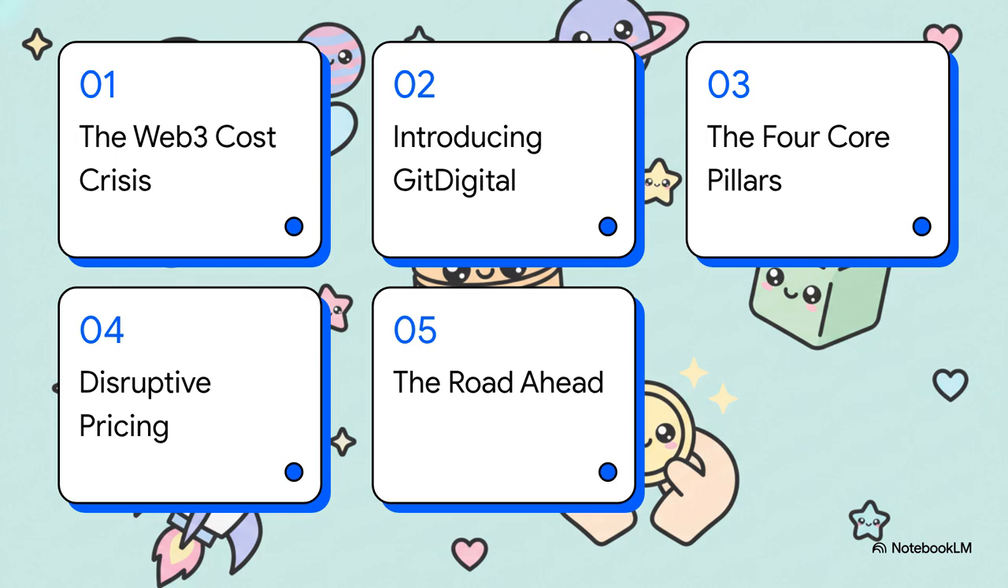Here's our quick roadmap for today. We'll start by tackling the massive Web3 cost crisis. Then, we'll introduce GitDigital and break down its 4 core tech pillars. And finally, wrap up with their seriously disruptive pricing model and what's coming up on the horizon.